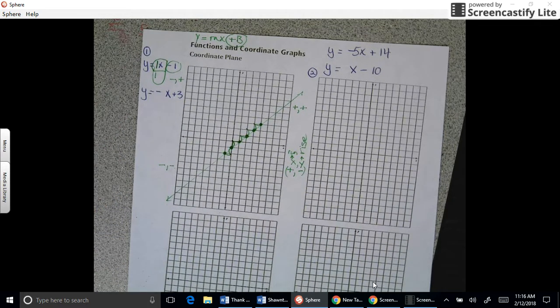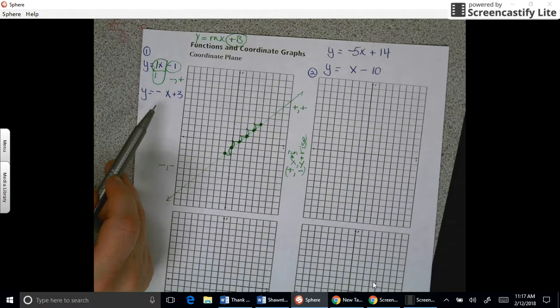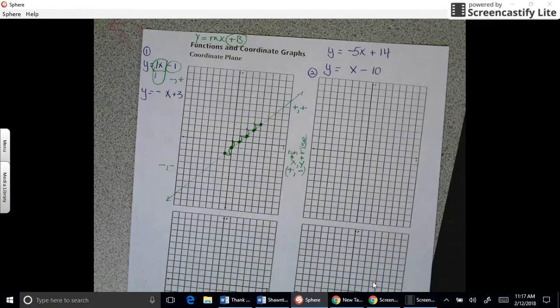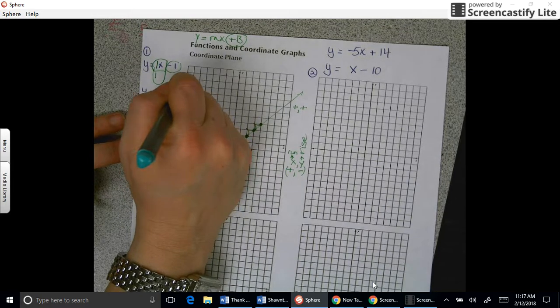So now the system is where I put the second line on. So here, I'm going to do y equals negative x plus 3. What's my b? Where do I start here? The positive 3. Yeah, positive 3 is my b.